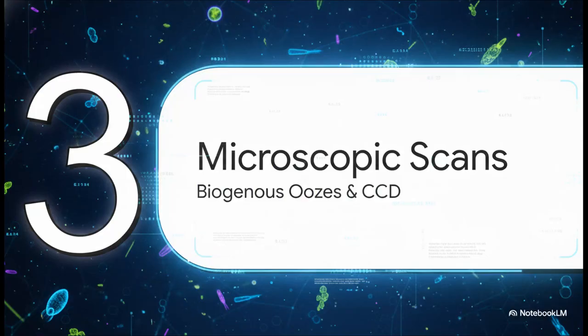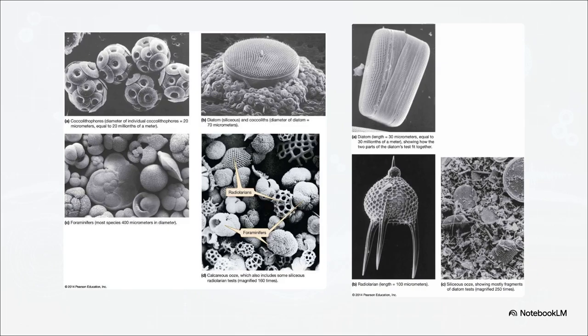Moving right along to Section 3, microscopic scams, biogenesis, and the CCD. Let's zoom in on those biological records, specifically areas where the seafloor is made of over 30% biogenic material, which we call oozes. The brilliant little architects of these oozes come in two main flavors. We have organisms like coccolithophores that build calcium carbonate shells, which contribute to calcareous oozes. And then we have organisms like diatoms, which build these beautifully intricate glass-like silica shells that create siliceous oozes.